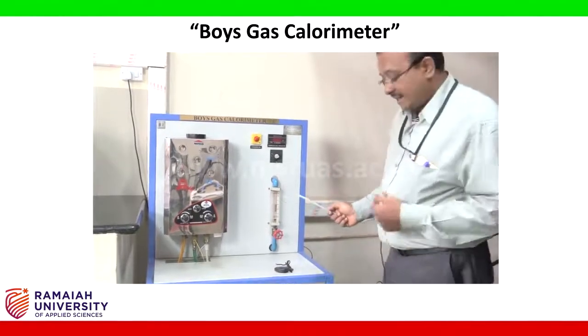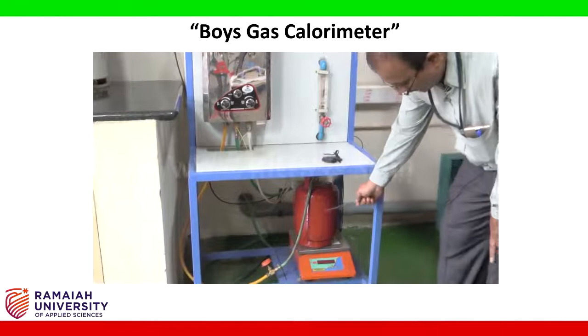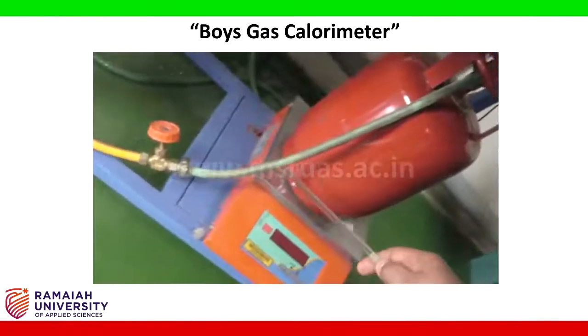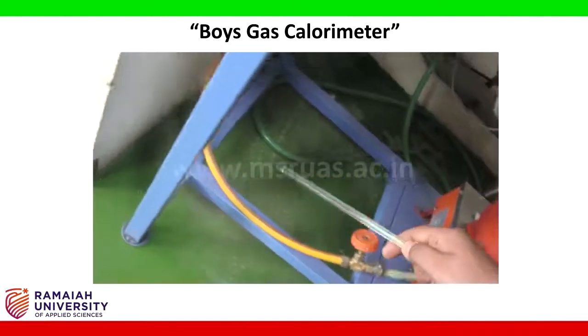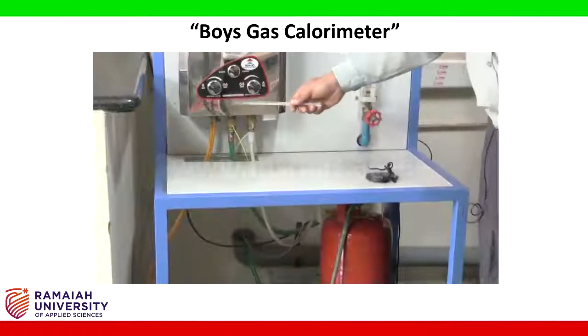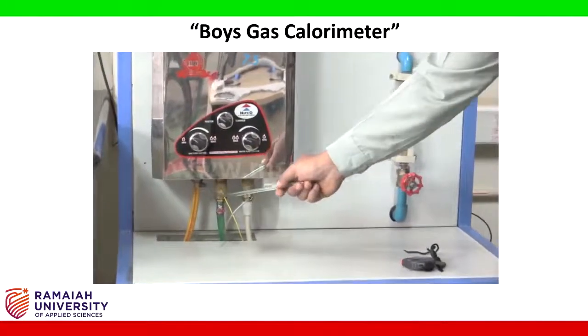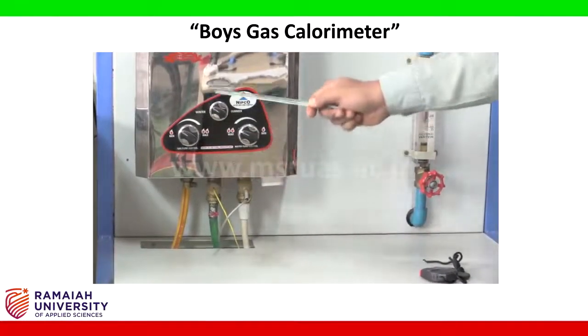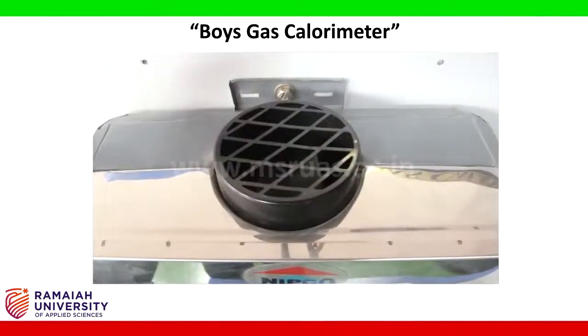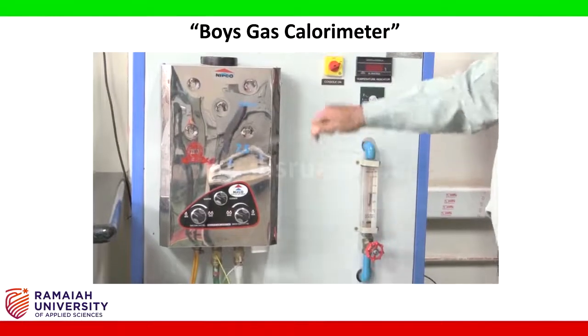Let us look at the gas flow path. From this source, that is LPG cylinder, the gas is flowing through these tubings and then enters the shell and tube heat exchanger at the bottom, and then after combustion it exits through this outlet. So this is the gas path.